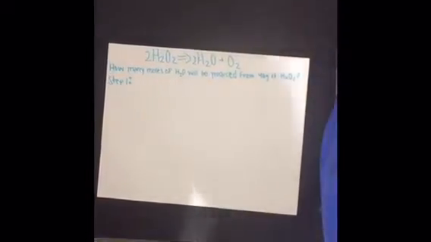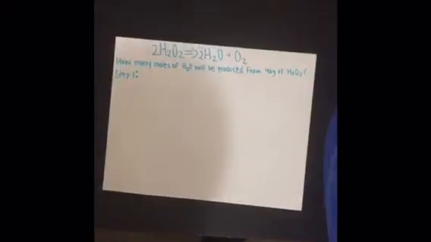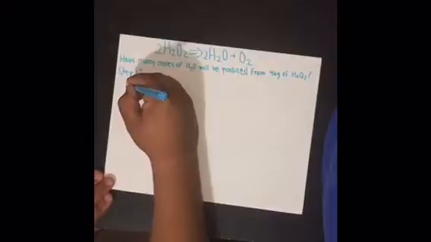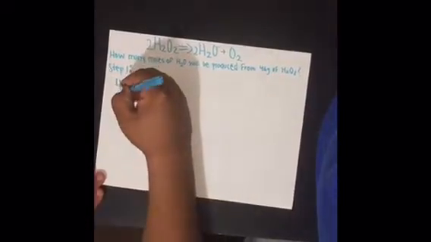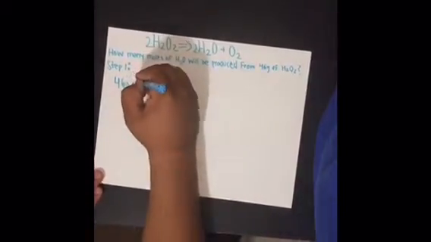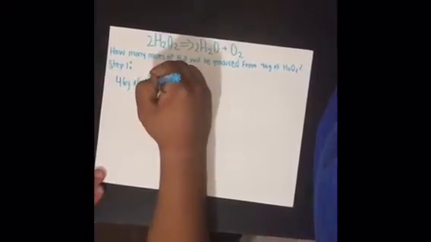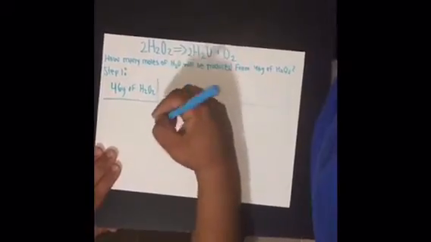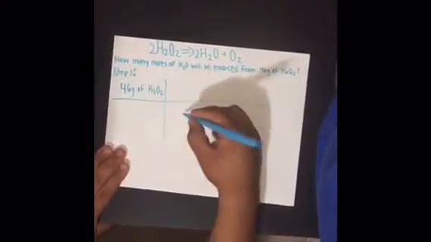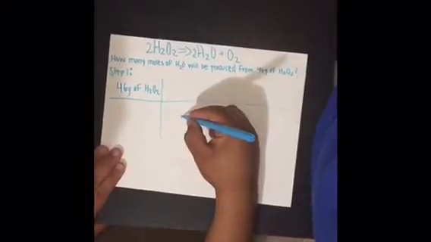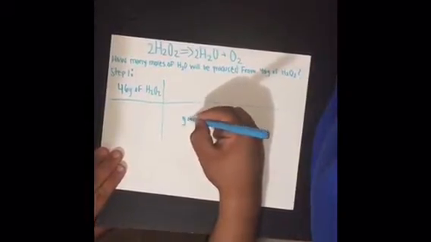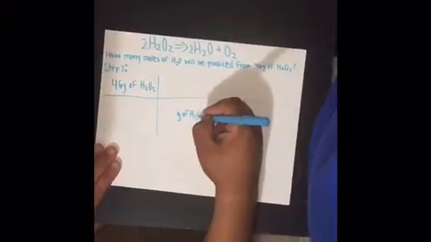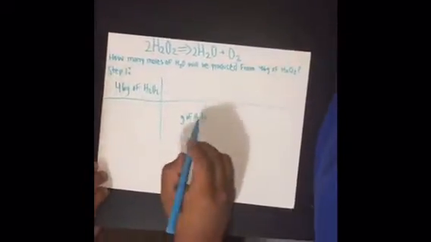Alright, equation number 3. How many moles of H2O will be produced from 46 grams of H2O2? So basically, you write your given, 46 grams of H2O2. Alright, you put your given on the bottom, so basically grams of H2O2, and you have to find this.